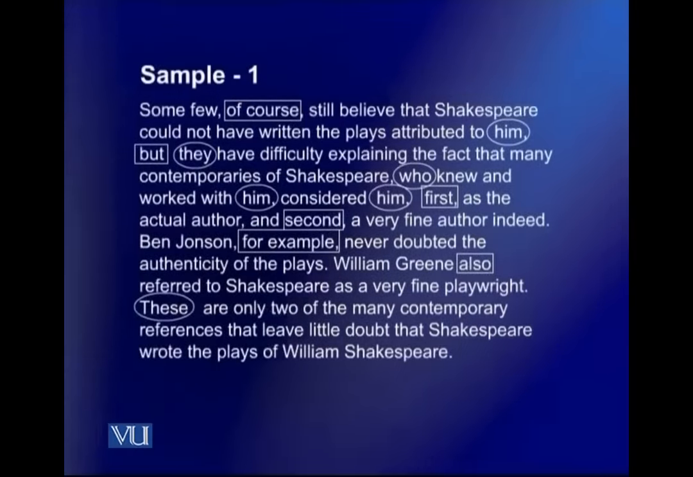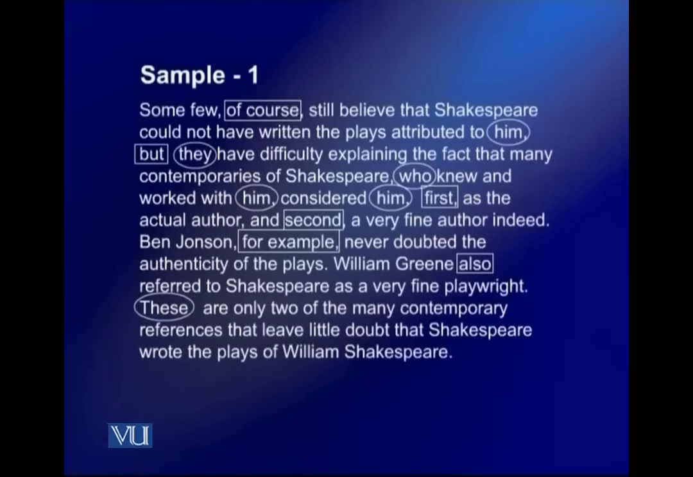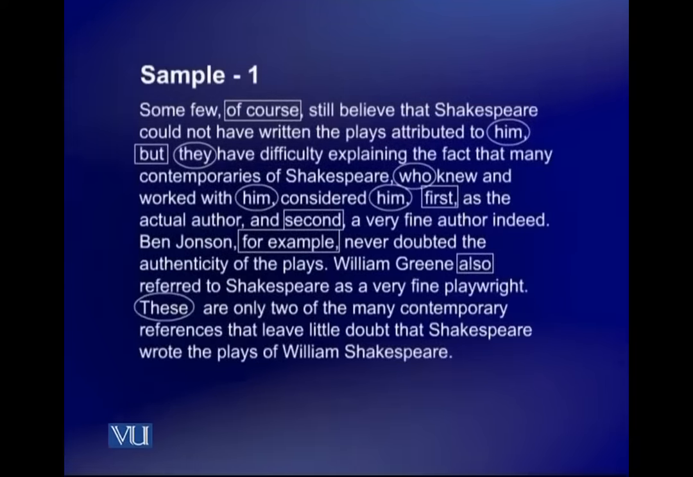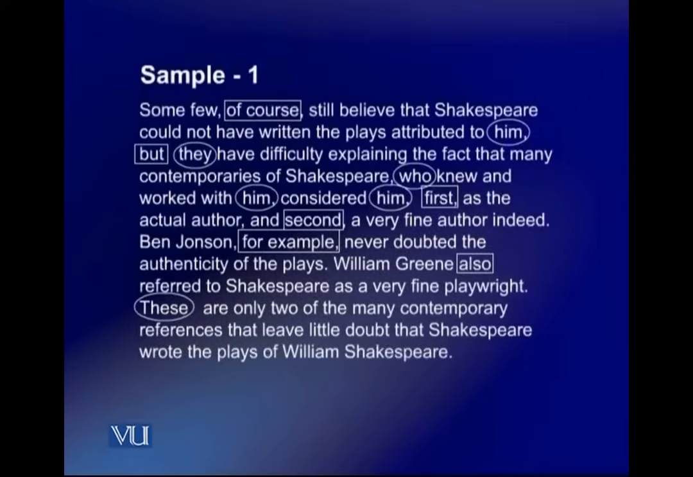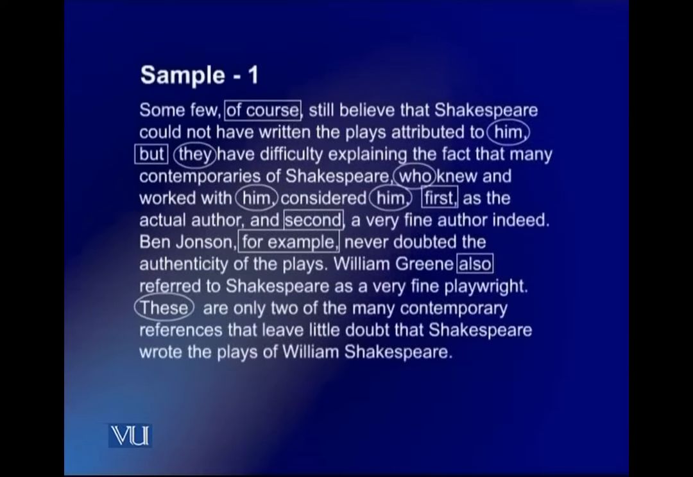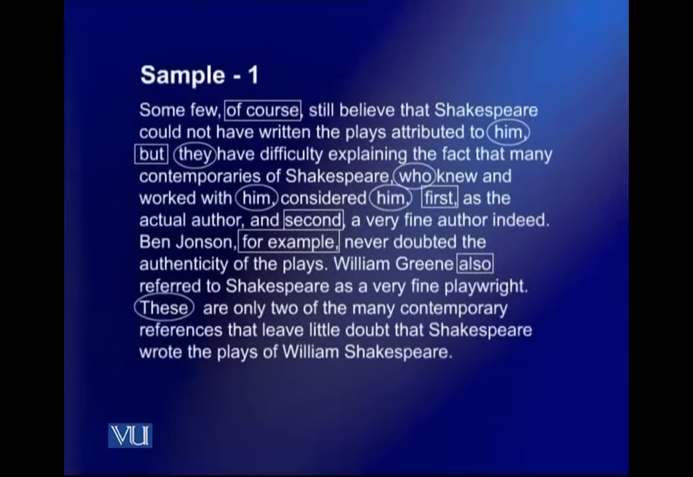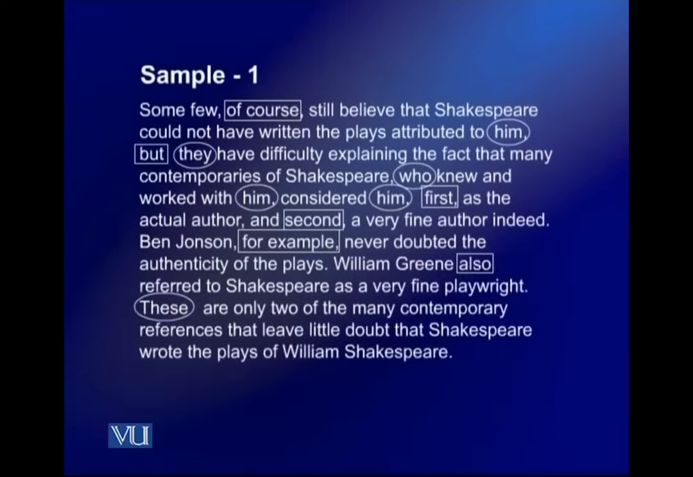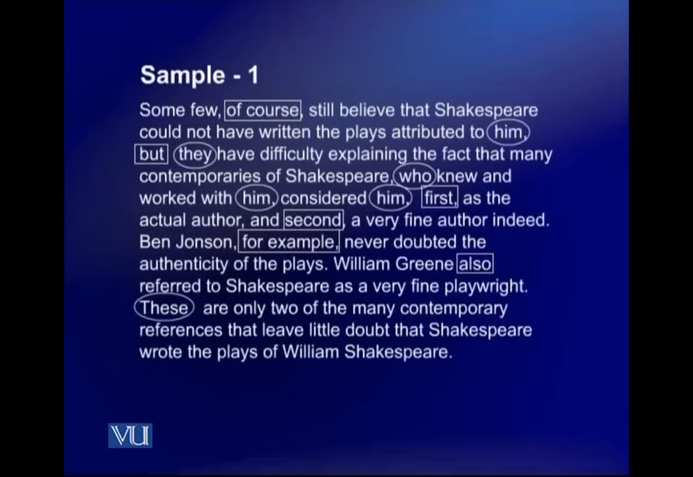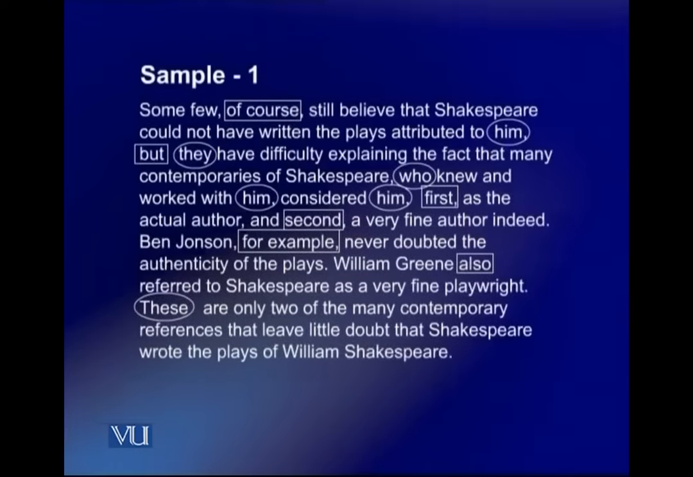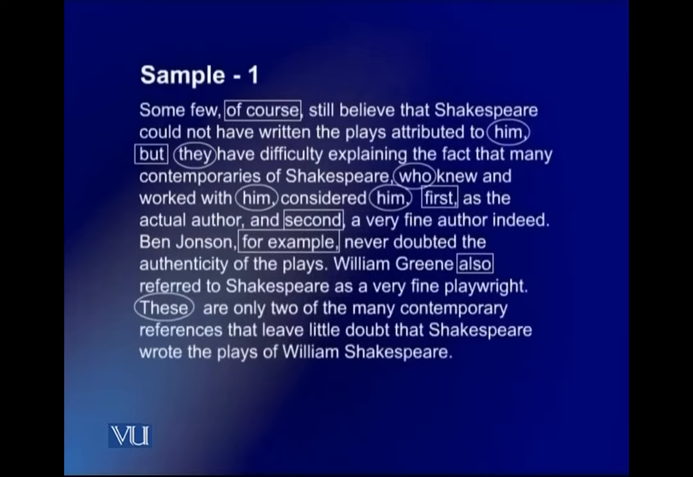The fifth connective is the phrase for example. Now, for example, you know, is an illustration. The author illustrates what he has said before. He gives an example, and the example is of Ben Jonson. Ben Jonson is an example of a contemporary of Shakespeare, right?